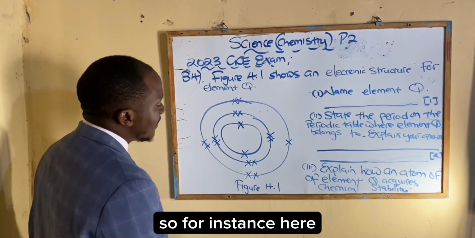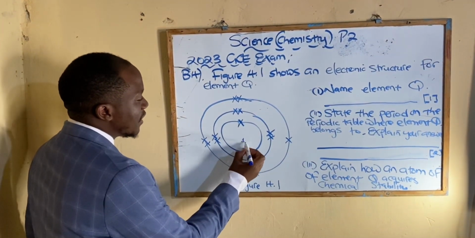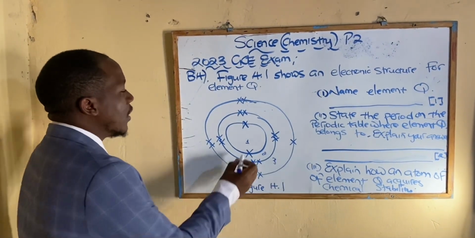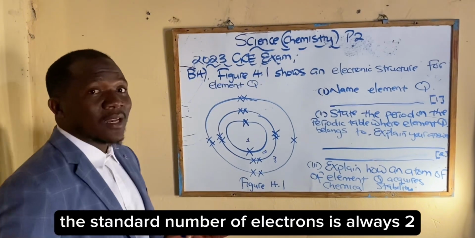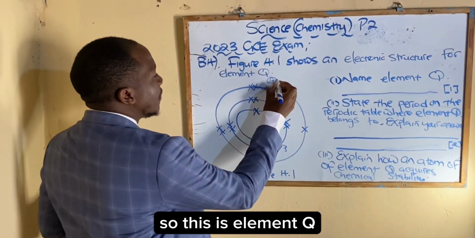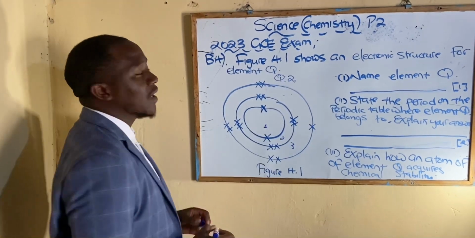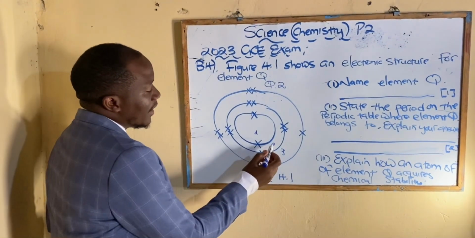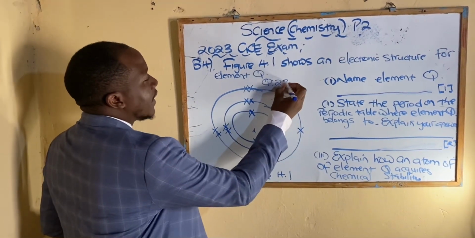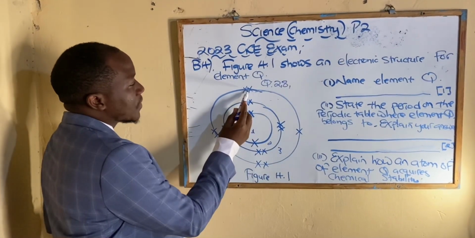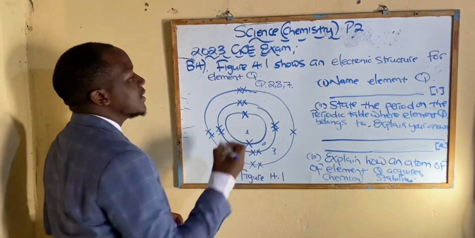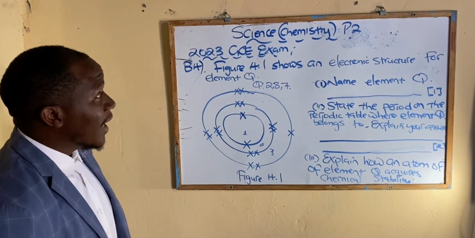So for instance, here this is the first shell, this is the second, then this is the third. In the first shell, automatically the standard number of electrons is always 2. So if this is element Q, we're going to say the first shell has 2, comma. Then the second shell has 2, 4, 6, 8. So we're going to say 8, comma. The last shell has got 2, 4, 6, 7. So which means this is 2, 8, 7.